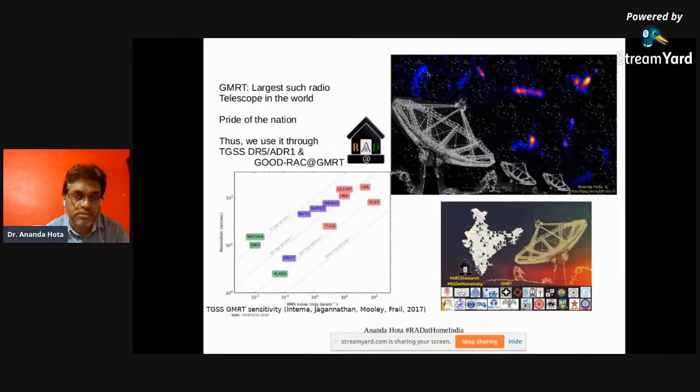Thus, we should use this. And the all-sky survey that GMRT has created is called TGSS, the TIFR GMRT Sky Survey.